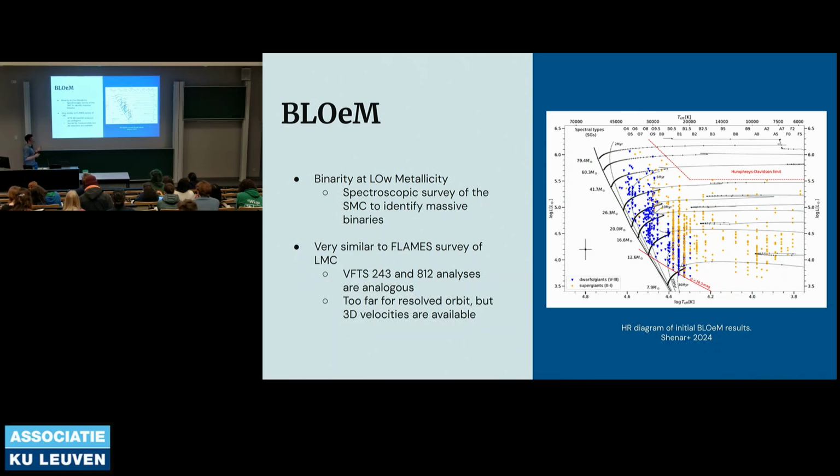So as soon as we have inert black hole binaries from this sample to work with, we can do this inference and get constraints on the kick. Because it's very analogous to the FLAMES survey, in that you don't have the resolved orbit, but you do have the radial velocities. The inference is virtually identical to that of VFTS 243 and 812. You just need to use new distributions for your velocities, but otherwise it's identical. But yeah, too far for the resolved orbit, but 3D velocities are available.